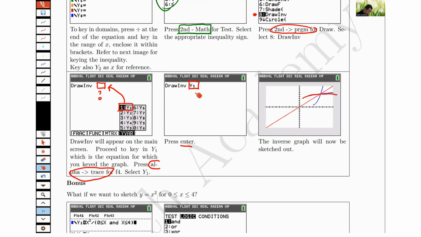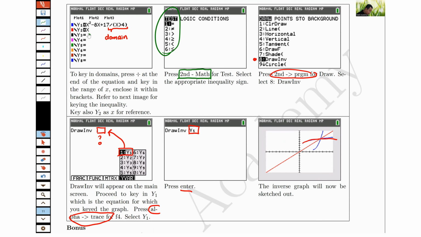Okay, but make it a habit also to draw in x so that you can see the reflection nicely. Draw your y equals to x.